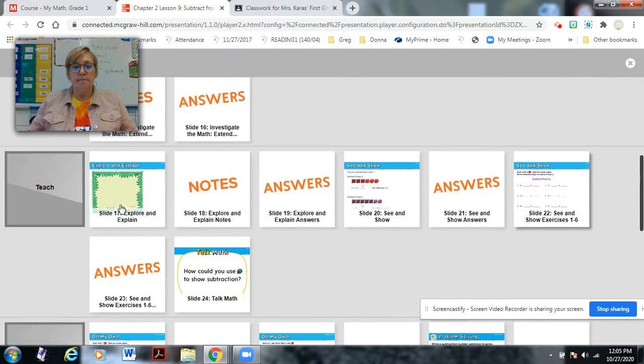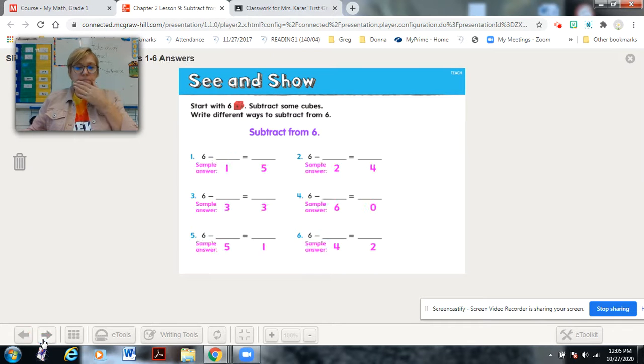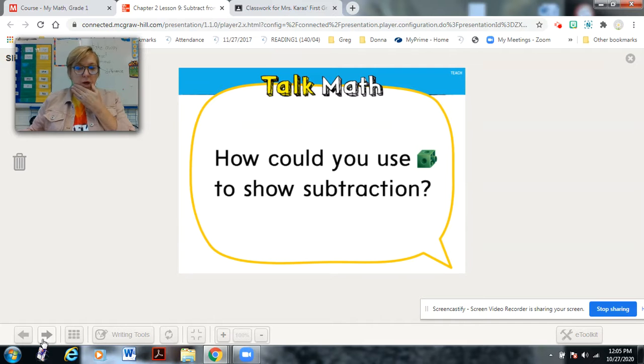All right. So On My Own. Okay, before we go to On My Own, it says, how can you use the cubes to show subtraction? And as we said, you can pull them off. Some kids like to turn them. The only problem with that is sometimes you might forget which one is the one you're subtracting. So pulling them off is usually a good way because you're actually taking them off, subtracting them from the row.